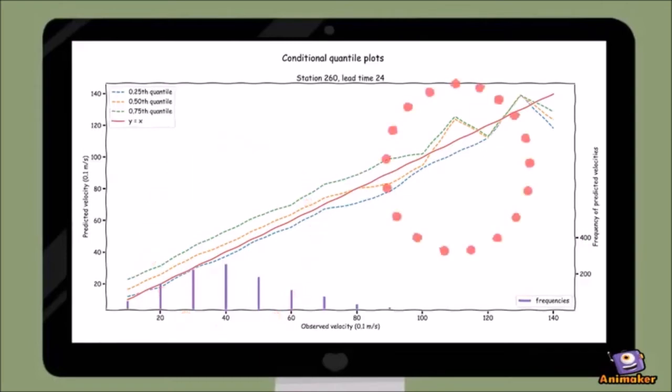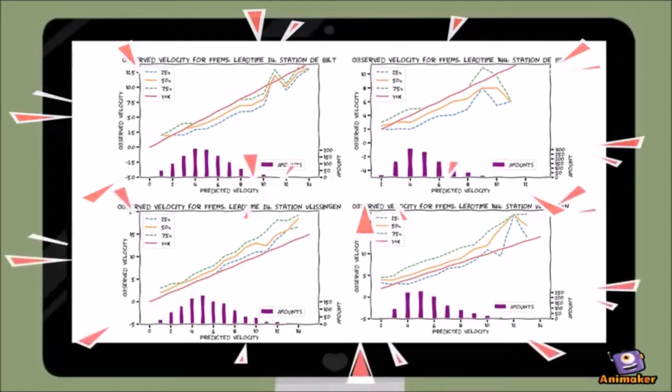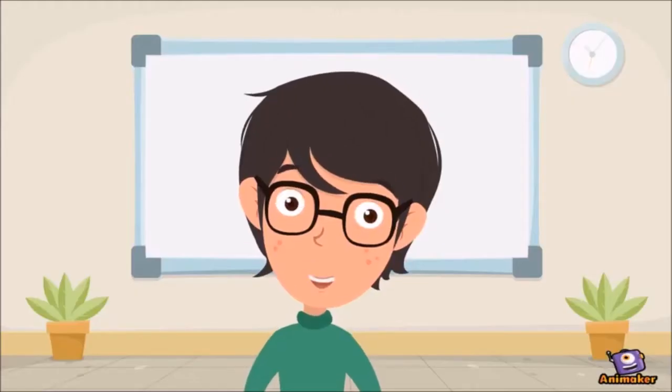We can also see that for station De Bilt, the quantiles mostly lie below the line y = x, which means that the observed velocity was often lower than the predicted velocity. For station 310, it is the other way around. The predictions have a negative bias. Now it's time for some improvement.